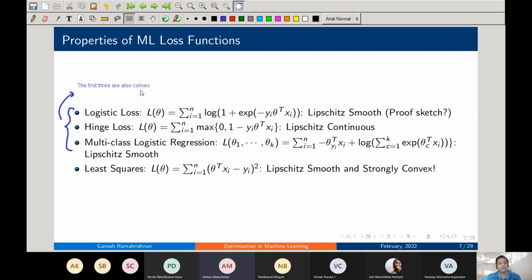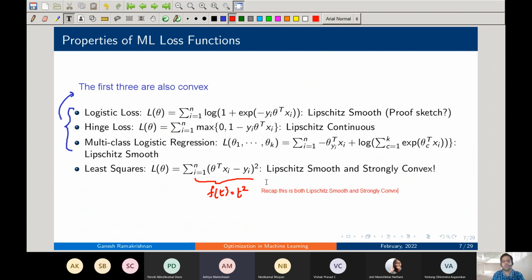Okay, the first ones are also convex, now we have come up with a case, the least squares, which is strongly convex and it's also Lipschitz smooth. Okay, and this again is very straightforward, right? We have done the simple example of say f(t) equals t square, right? So recap that this is both Lipschitz smooth and strongly convex. And again, we are dealing with a composition.